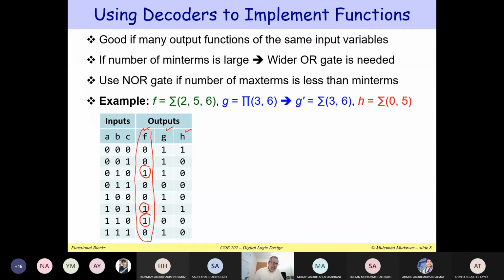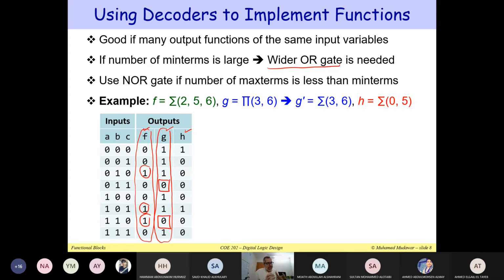Now look at the function G. If you look at the function G, you can see that there are 6 ones in this column. There are 6 minterms. Therefore, you need a wider OR gate. You need a 6-input OR gate. So you need actually a wider OR gate because we have 6 ones. However, you can look at the zeros. You have here 2 max terms only. So you have 2 zeros.